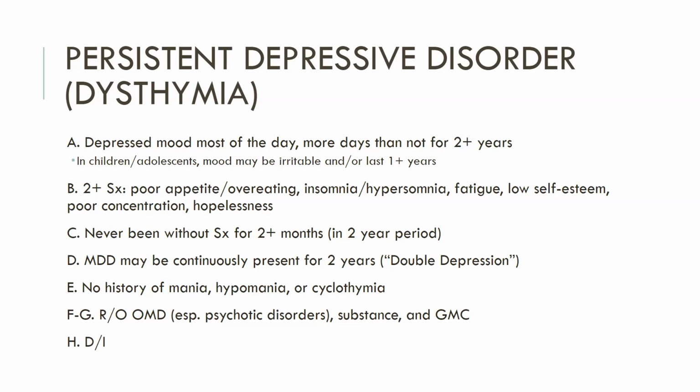So again, we need to be observing at least 2 of these 6 in addition to that core symptom of depressed mood or irritability, again, depending on the person's age. The person has ultimately never been without symptoms for 2 or more months in a 2-year period of time. So if we're dealing with 4 years or 6 years, then we're dealing with 4 months or 6 months that the person could potentially have been symptom-free over that period of time.